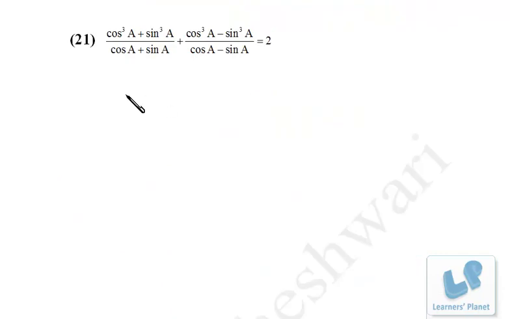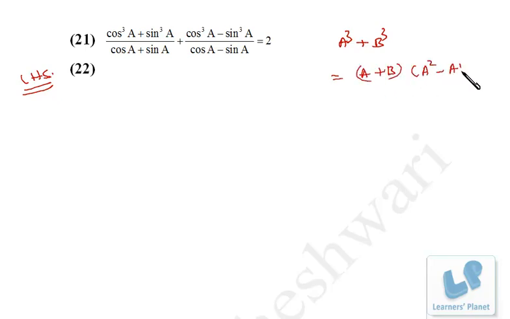Now friends, let's take this problem further. We'll start with the left hand side and reach the right hand side. So let's begin with the left hand side. Now this is for a cube plus b cube. So what is the formula for a cube plus b cube? I just write it over here. It's (a plus b)(a square minus ab plus b square), right?